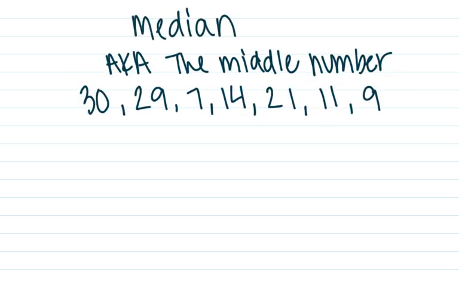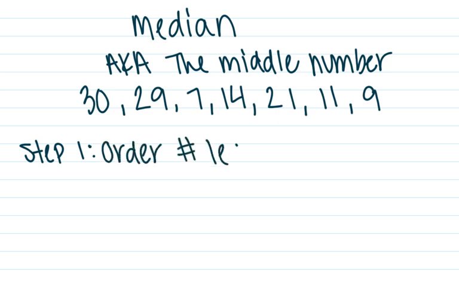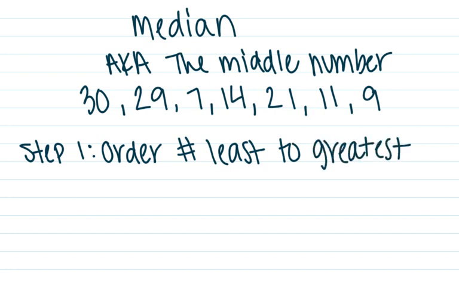First of all, let's start with the median. The median is also known as the middle number. So to find the median, there is literally just a couple steps. Step one is you have to order the numbers least to greatest. So I'm going to do that here with my data set.